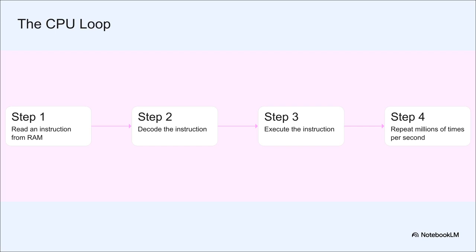First, it grabs one instruction from RAM. Then, it decodes it, figures out what it's being told to do. After that, it executes it, does the calculation, moves a piece of data, whatever it is. And then, it does it again, and again, and again. Millions or even billions of times every single second. It's almost impossible to wrap your head around that speed.